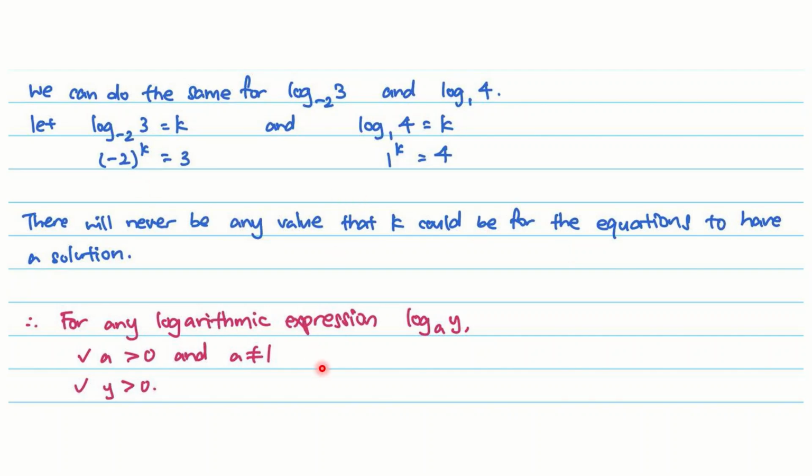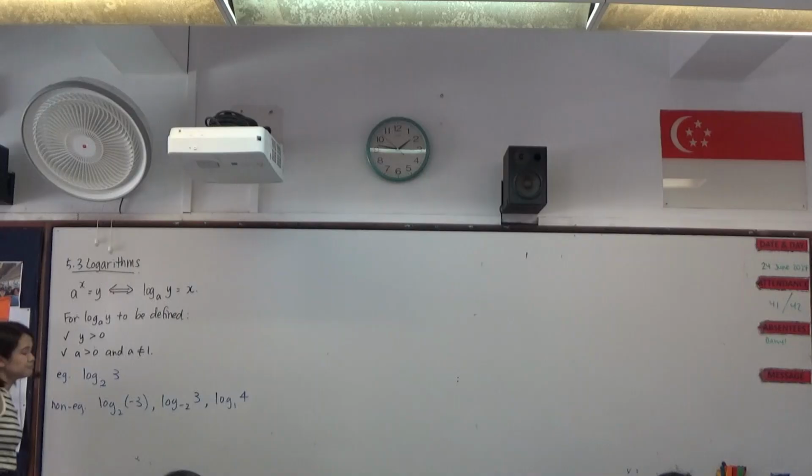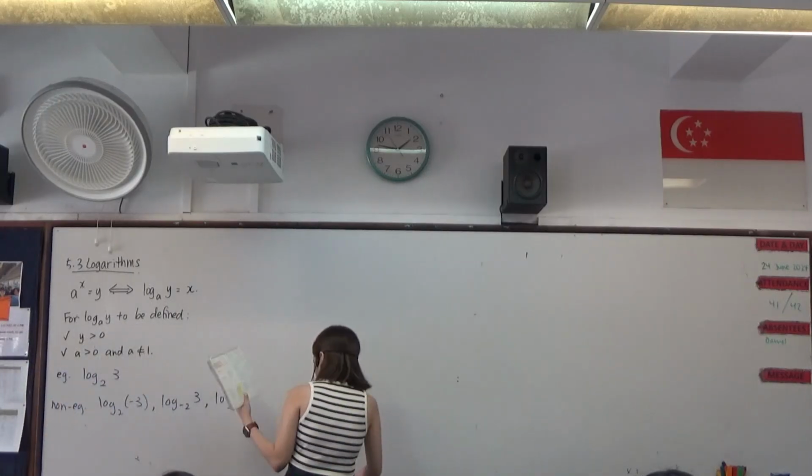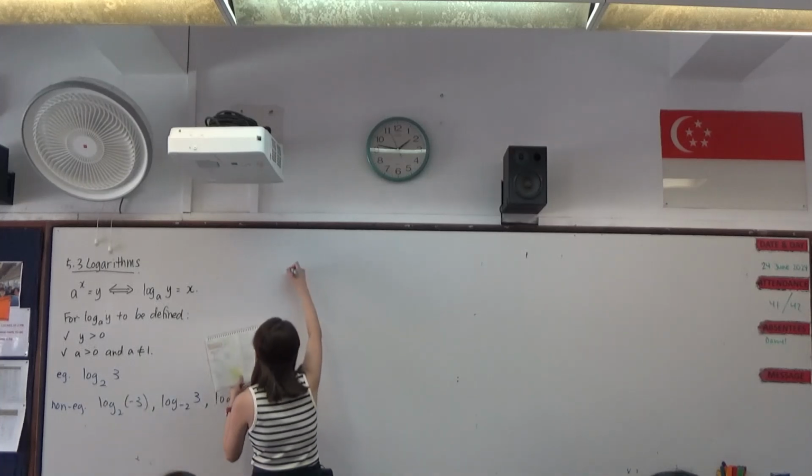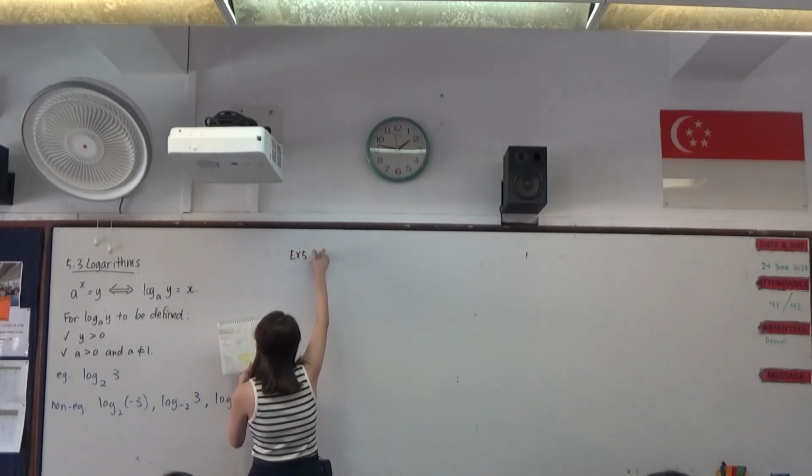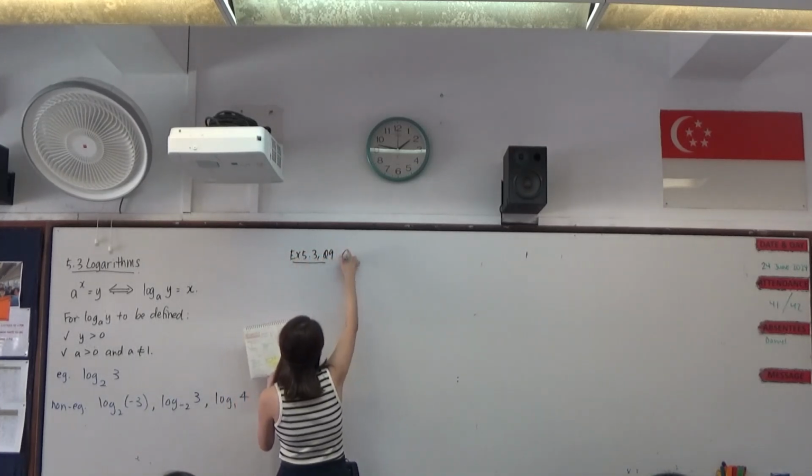Therefore, in order to make sure that our log y base a is valid, is defined, we need to have the conditions that a is more than 0 and a is not equal to 1, as well as y is more than 0. I hope this helps us to understand the conditions for the definition much better. So this will help us in terms of answering a question in exercise 5.3, question 9.